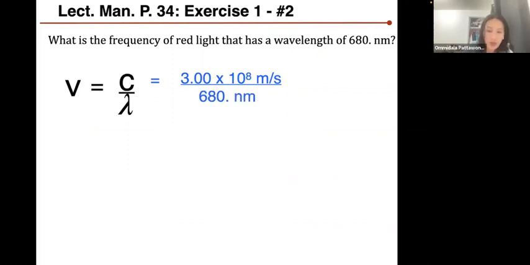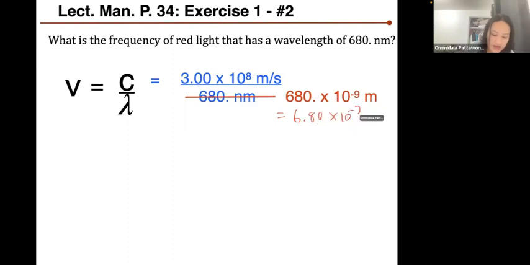which is 680 nanometer, you probably notice that the two units will not be able to cancel out, right? Because the distance of the speed of light is in meter, but the distance of the wavelength is in nanometer. These two cannot cancel each other out. Therefore, in this case, you will need to convert this nanometer into meter first. If you do that, you are going to get 680 times 10 to the negative 9 meter. This number is also the same as 6.80 times 10 to the negative 7 meter.